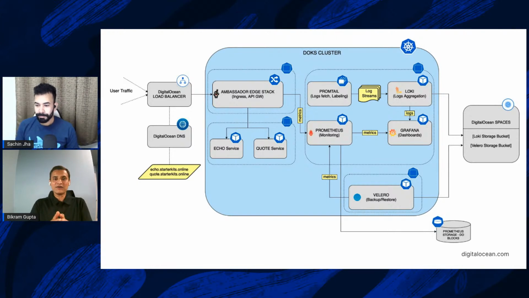Now each Helm chart also has a value file. The value file is the configuration. We customize the value file to make sure that we are using the DigitalOcean block storage and Spaces, and we are removing the services that you don't need.